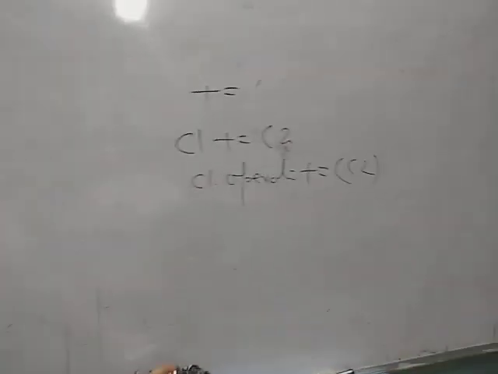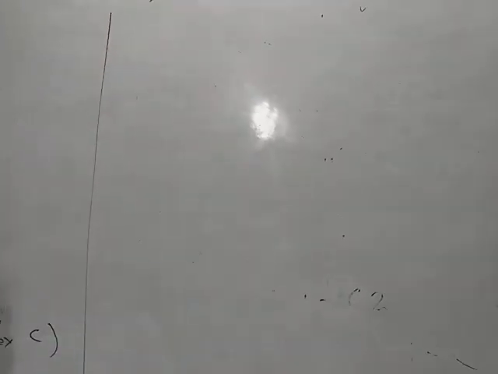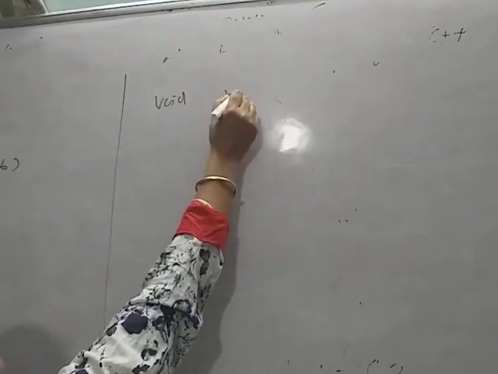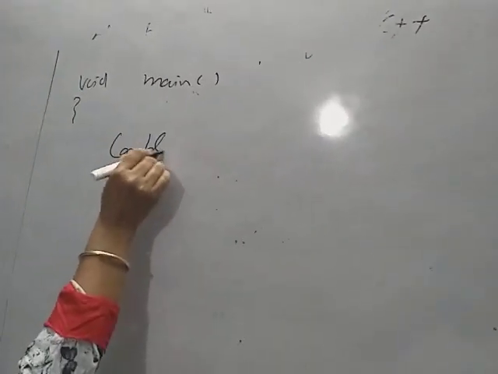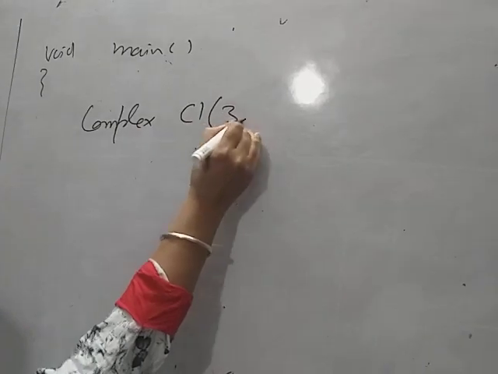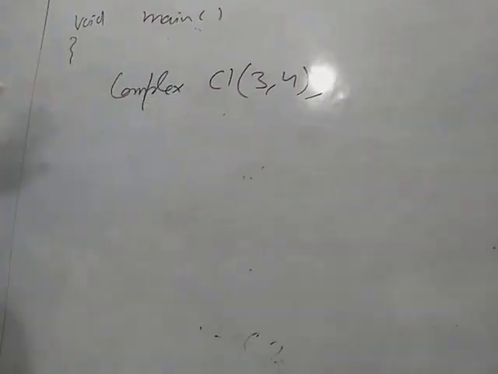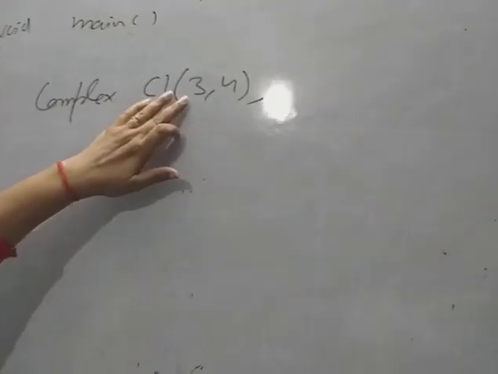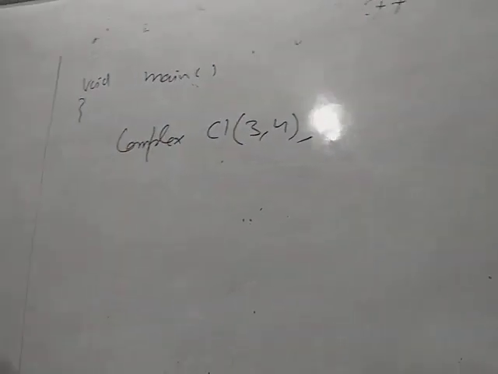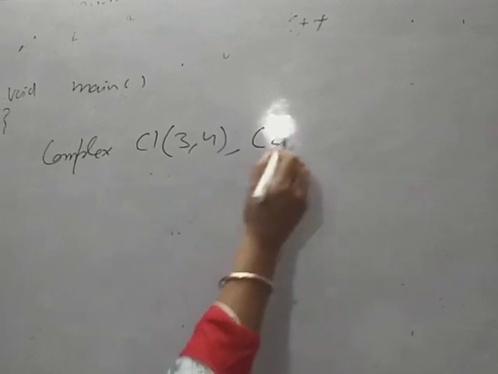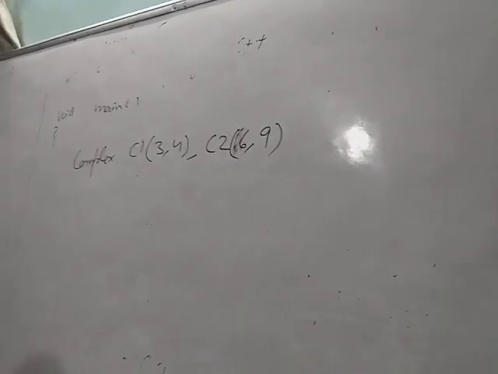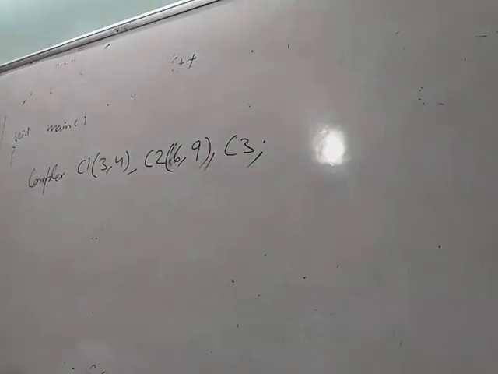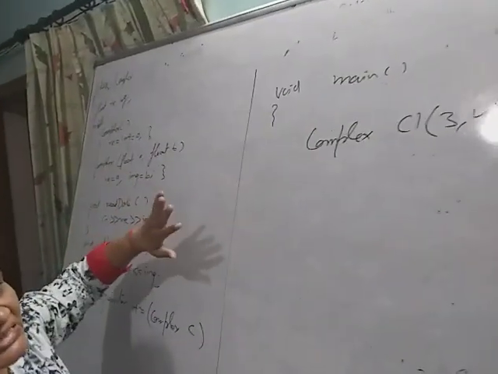Now see here, before writing this, you write main. void main, complex C1, say 3, 4. For this object, the two argument constructor will be called, and its real part will be initialized with 3 and the imaginary part with 4. Similarly, I am taking another object, say C2, with 6 and 9. And I am taking a third object C3, for which the no argument constructor is called.